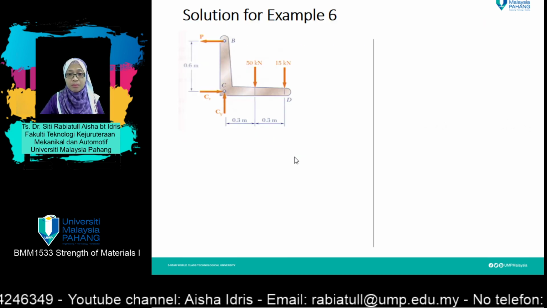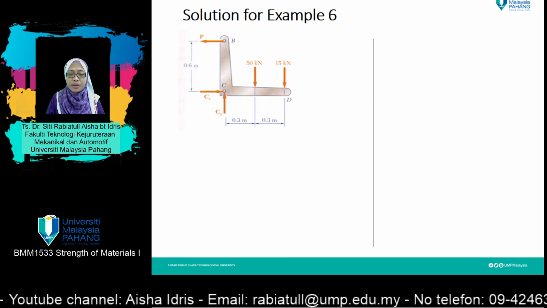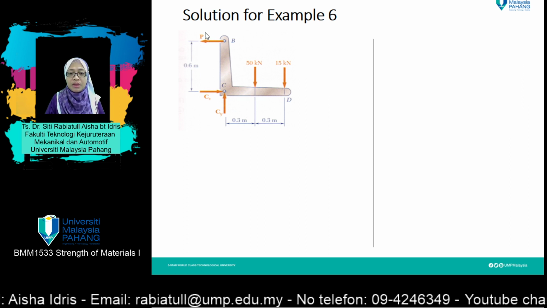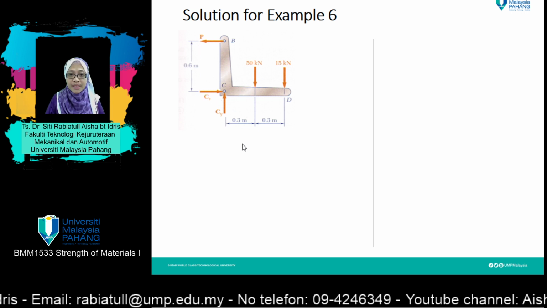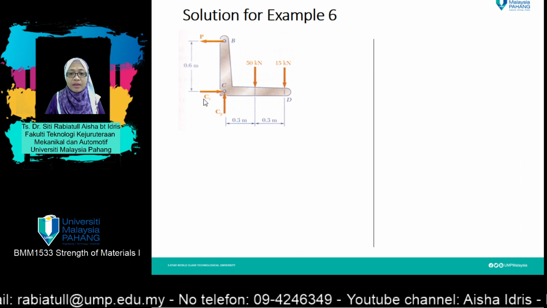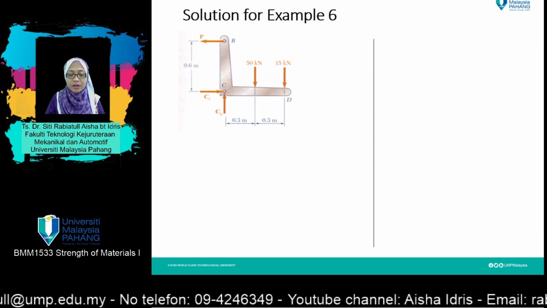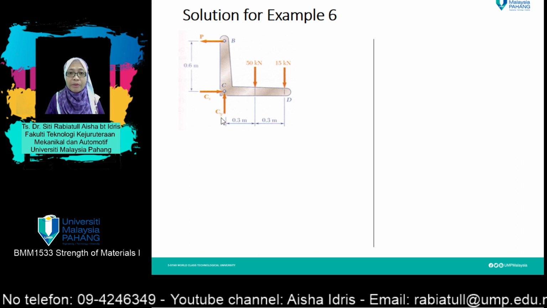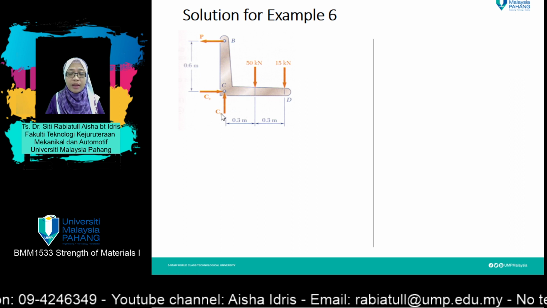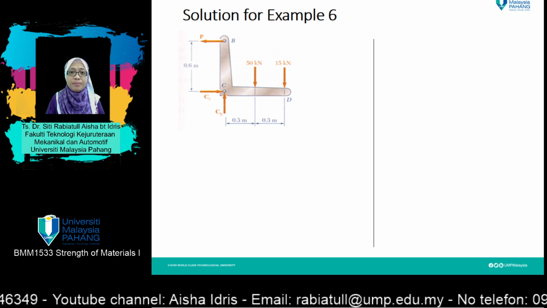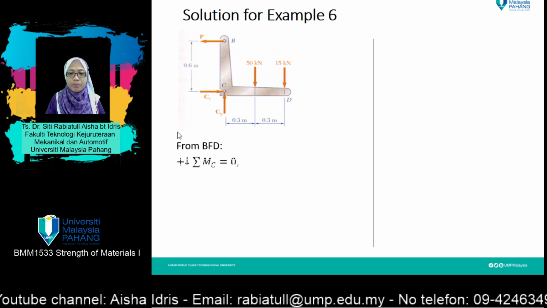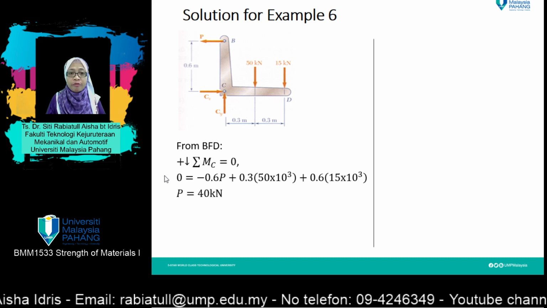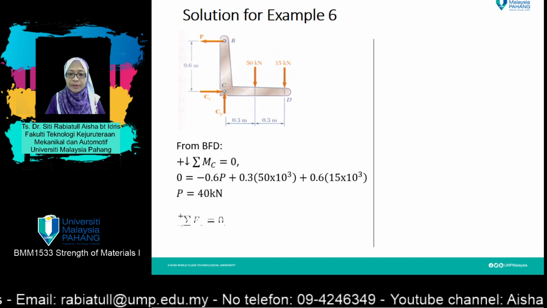So how to solve this problem? Number 1, the normal step is that we need to draw the free body diagram. From this free body diagram, we need to determine the value of P and also the C value. If you notice, this one is divided into forces of C in X direction and Y direction, and therefore we need to find the magnitude of the forces acting at point C. So from the free body diagram, by taking moment at point C, we will get the value of P, which equals 40 kilonewton.